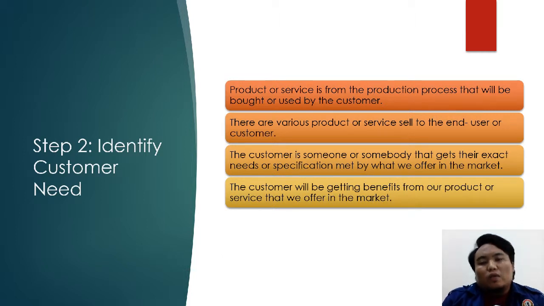Product or service is from the production process that will be bought or used by the customer. There are various products or services sold to the end user or customer. The customer is someone or somebody that gets the exact need or specification met by what we offer in the market. The customer will be getting benefits from our product or service that we offer in the market.